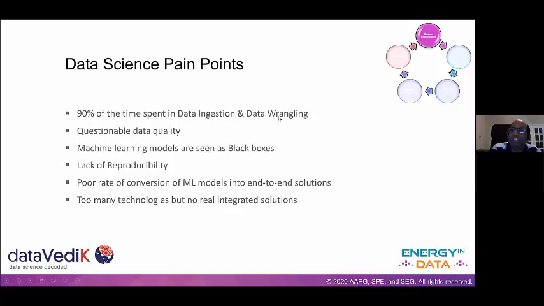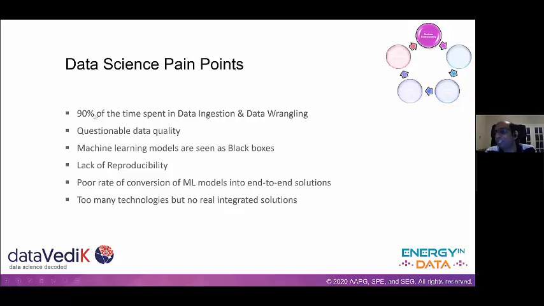You may remember when I started the webinar, I said I'm not going to focus just on machine learning. I'm going to focus on the entire solution, not just on the machine learning model. And if 90% of the time is getting spent in data ingestion and data wrangling, that means the amount of time actually allocated to building the machine learning model itself is greatly reduced. So you don't have sufficient time left essentially to build that model. And that's a pretty big data science pain point everywhere.